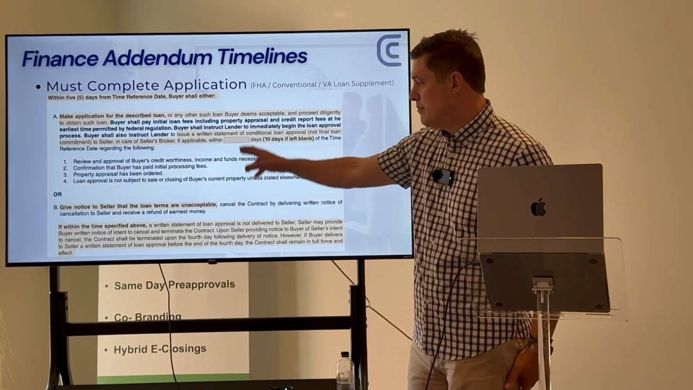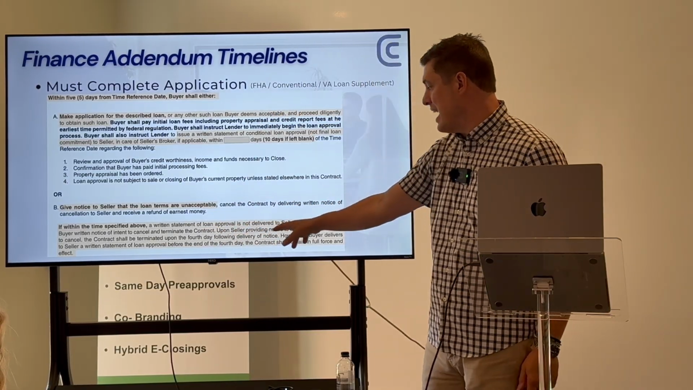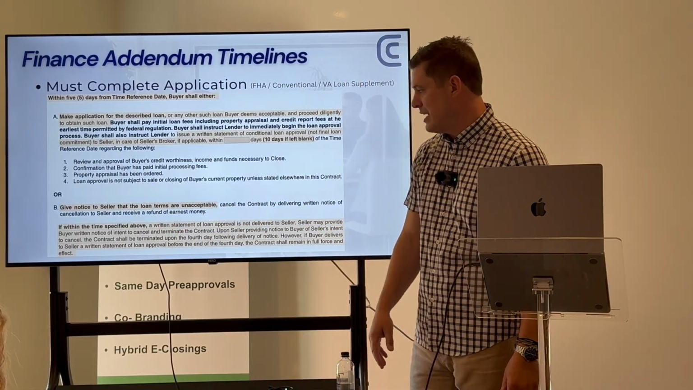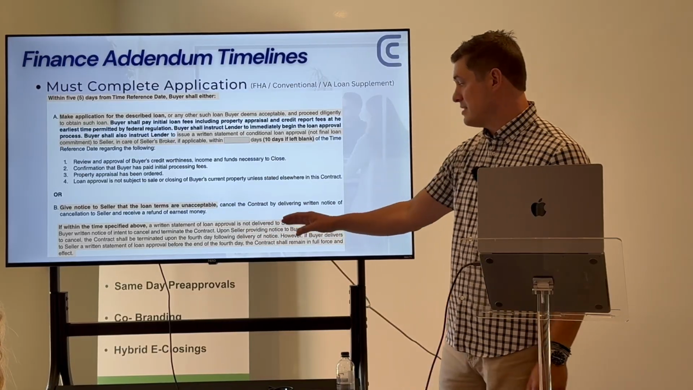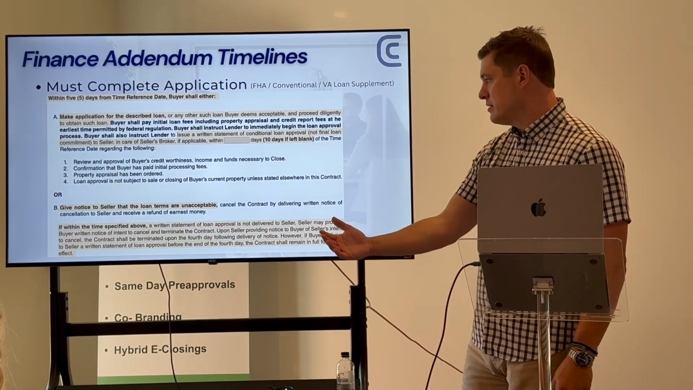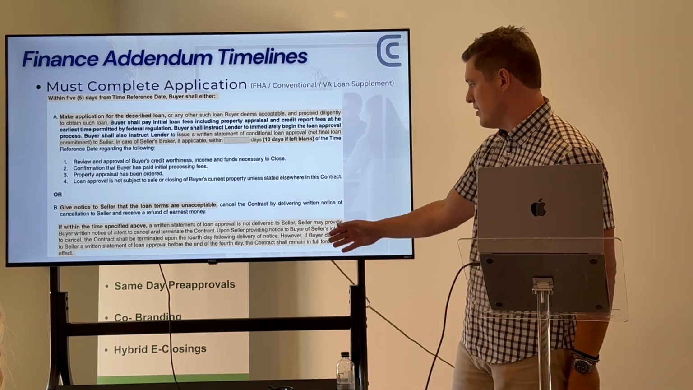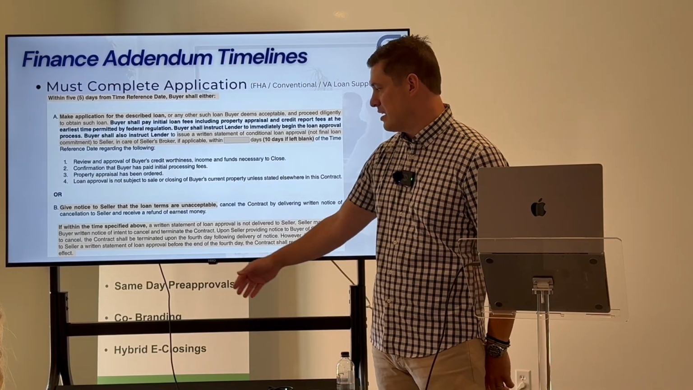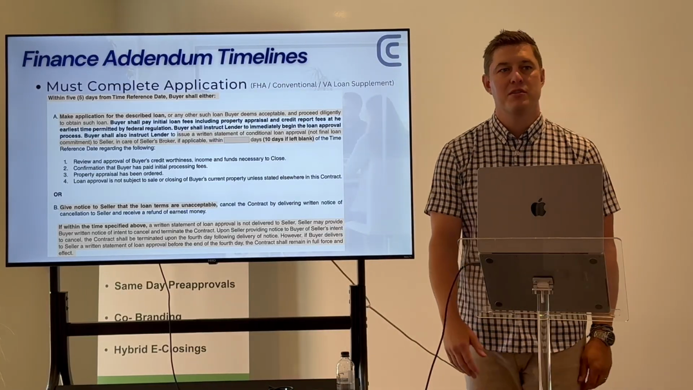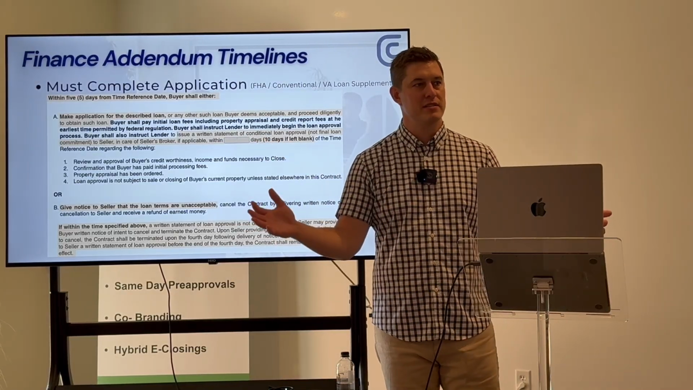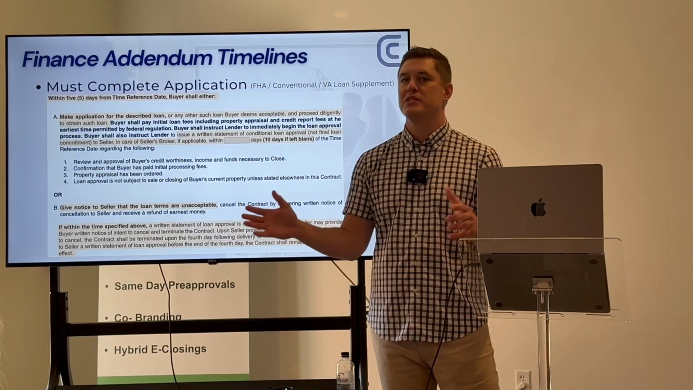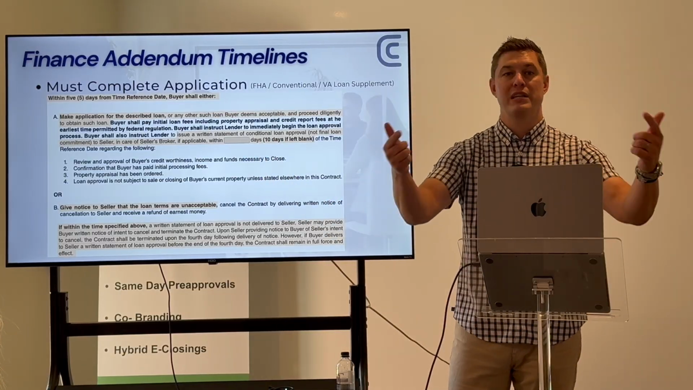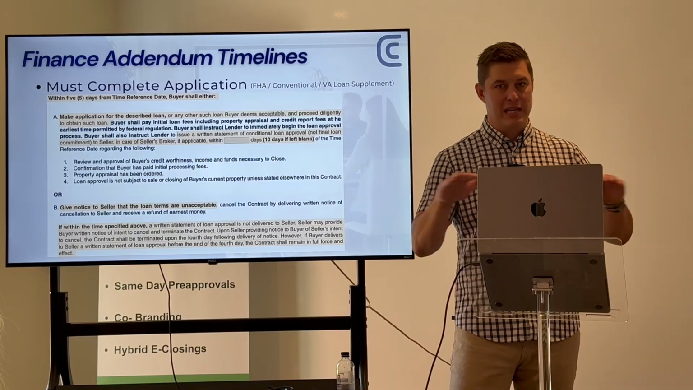So if within the time specified above, a written statement of loan approval is not delivered to the seller, the seller may provide the buyer written notice of intent to cancel and terminate the contract. Upon the seller providing the notice to the buyer of the seller's intent to cancel, the contract shall be terminated upon the 4th day. So what happens is if you don't do this, which no one does, you don't just breach. Most things, if you don't do it, it's just a breach. Here, the seller has to send you a notice, then you have 4 days to do what they ask you to do. If you don't, then it cancels.